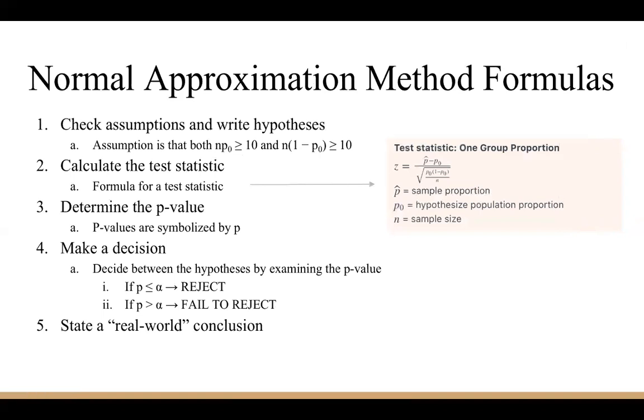And then once you get your p-value, you'll make a decision. So if your p-value is less than or equal to alpha, you will reject the null hypothesis. And if your p-value is greater than alpha, you will fail to reject the null hypothesis. And then after that, you'll state a real-world conclusion to put your decision into context of the problem.